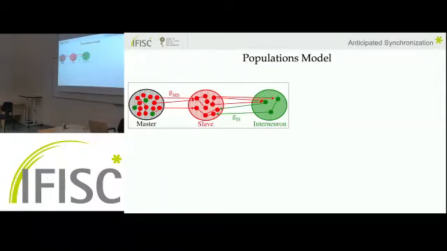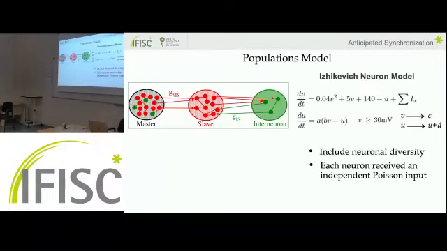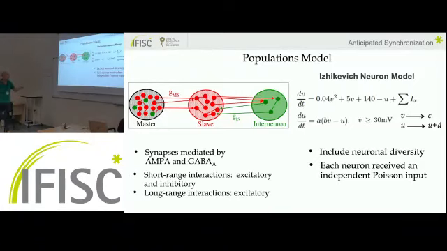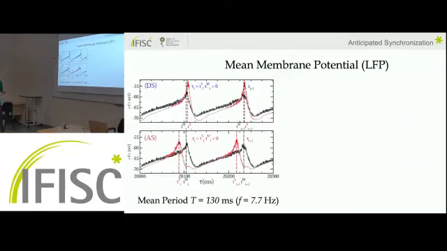As negative feedback, we included a population of inhibitory neurons here. We use the security model that I talked about before. We included neuronal diversity. Each neuron was receiving an independent Poisson input, so we made it complicated, not that easy to reproduce. We included chemical synapses. Short-range interactions here were excitatory and inhibitory, long-range interactions here were excitatory, while here they were inhibitory. And this is what we found.